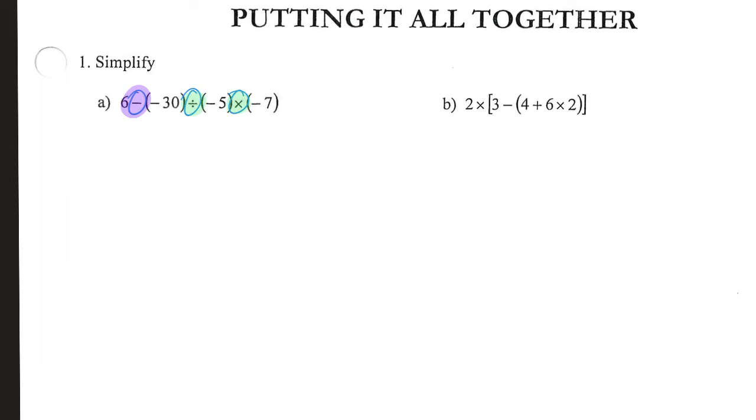So I'm going to leave that 6 and the minus that you see highlighted in purple out in front. And the first thing I need to calculate is my negative 30 divided by negative 5. So first off, I get a negative divided by a negative. That gives me a positive. 30 divided by 5 gives me 6.